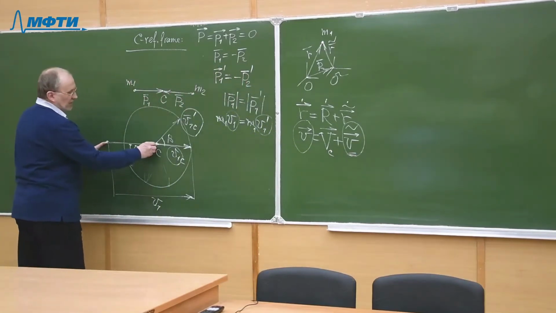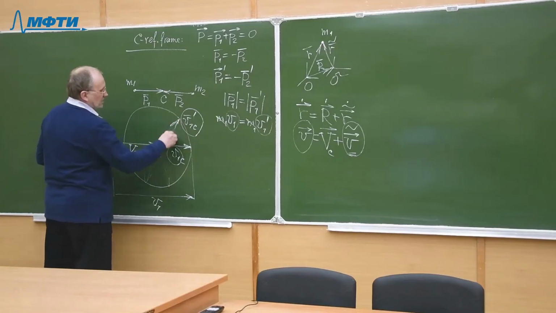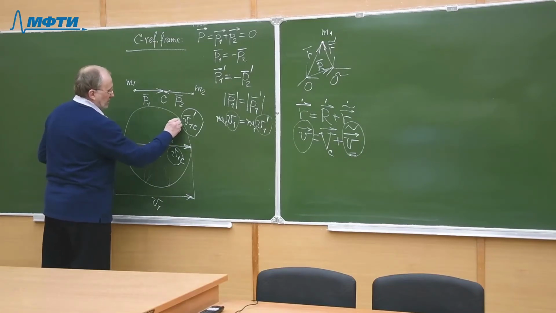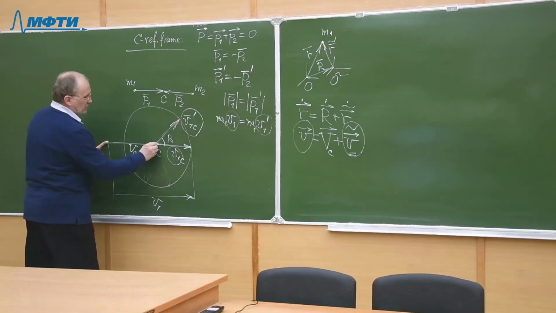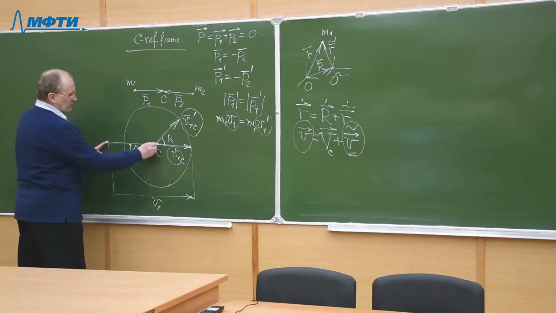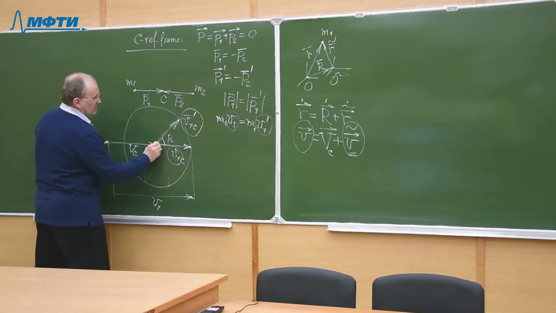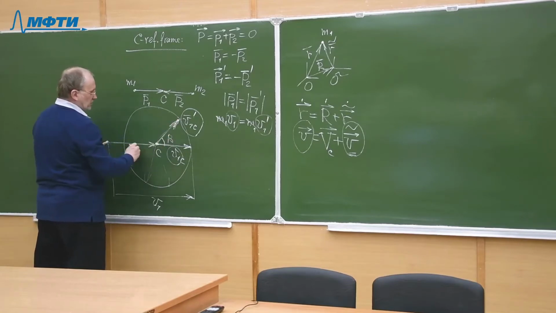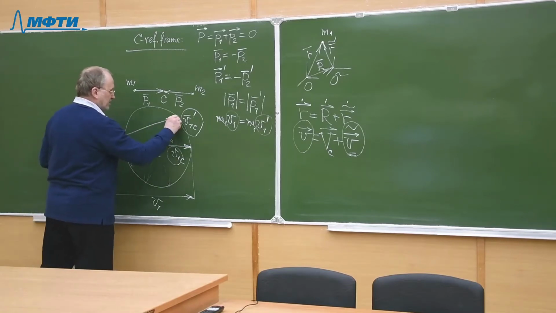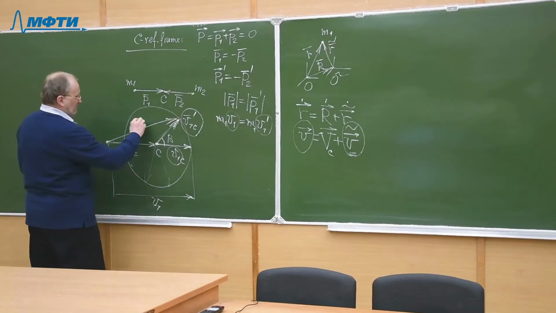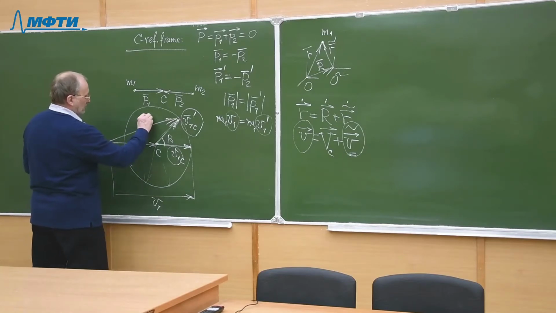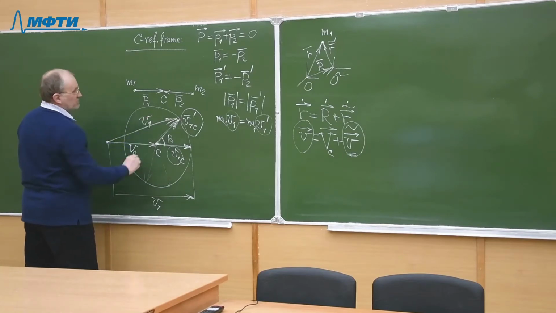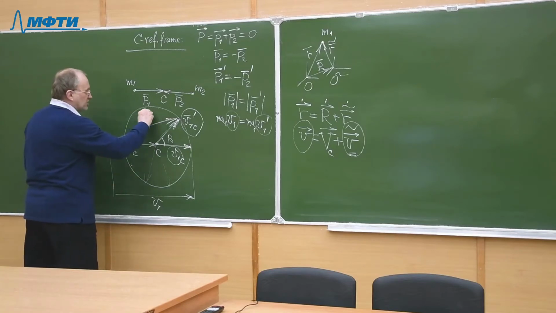VC should be added to this vector. We have to find the sum of these two vectors. One is the velocity of the center of mass, and another is the velocity of the particle in the C reference frame after the collision. So the result will be this sum of two vectors. That is the velocity of the first particle after the collision.